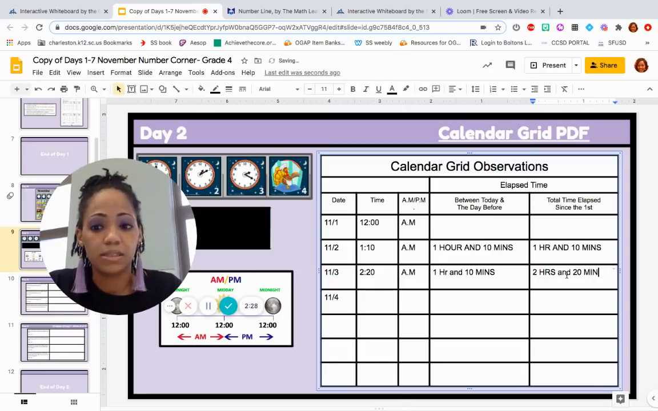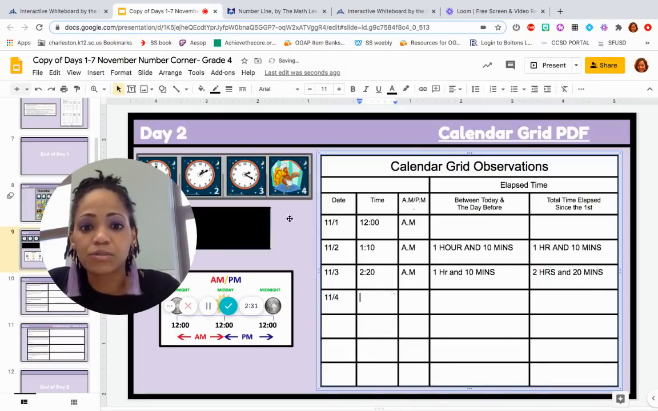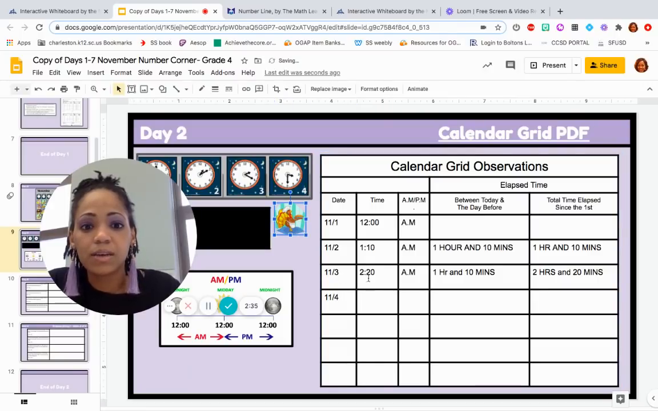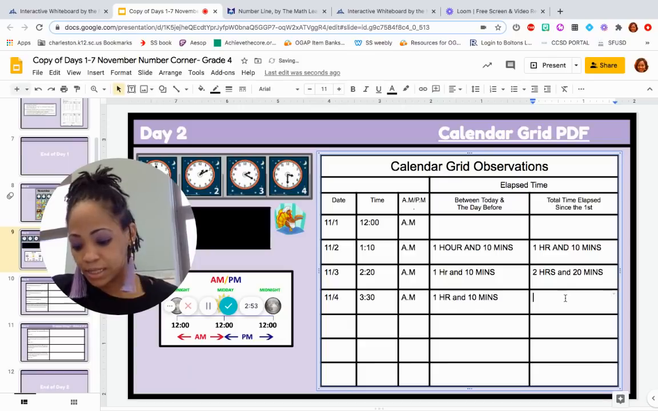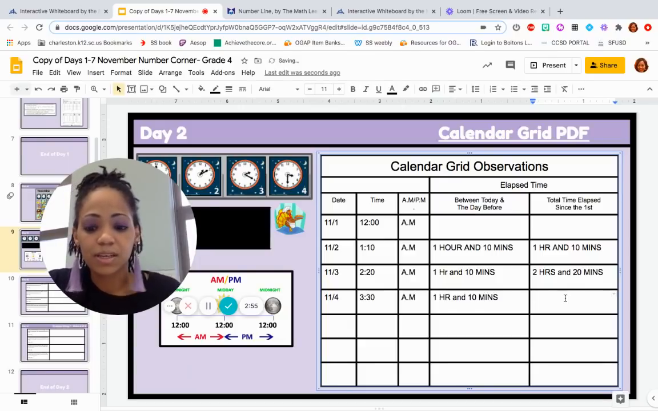Good, 2 hours and 20 minutes. Right. So now if we look at today's calendar marker, and just to remind you, here it is. It was 3:30. It is still a.m. Time that's passed is still following that pattern. Hour and 10 minutes. And so how much time have we collected so far? 3 hours and 30 minutes.